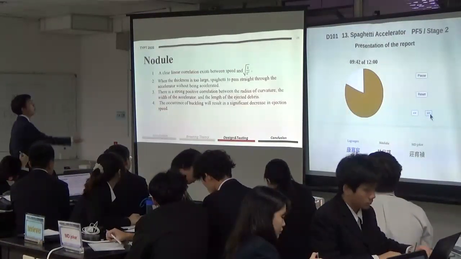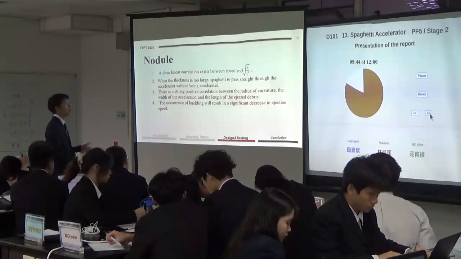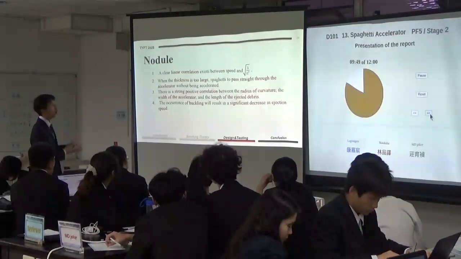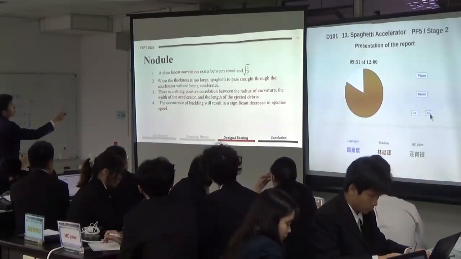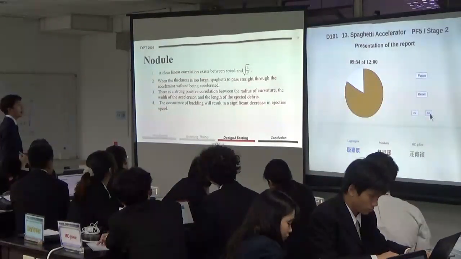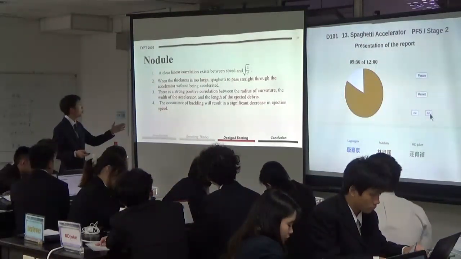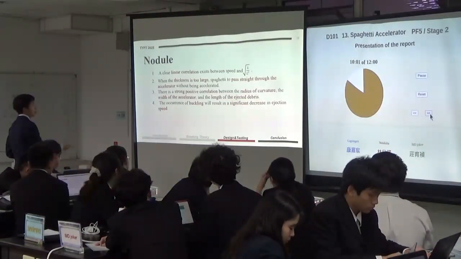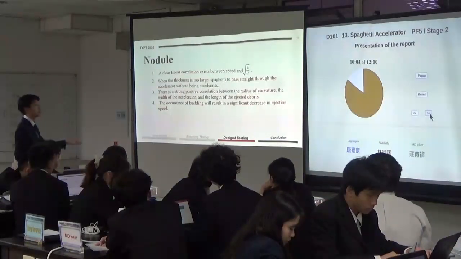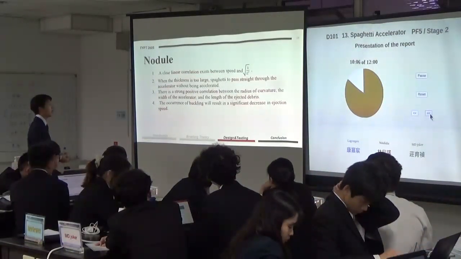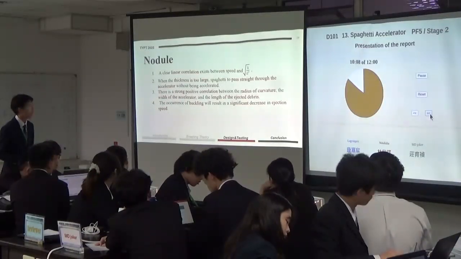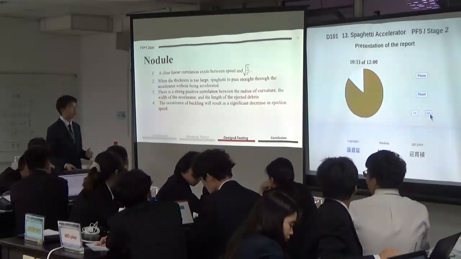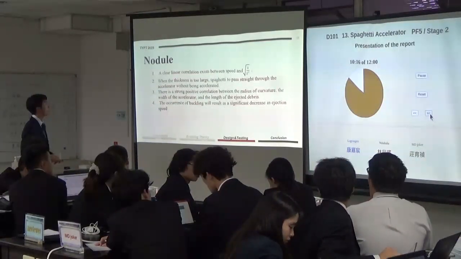And for the nodule, a clear linear correlation exists between the speed and the square root of 1 over L prom, where L prom has been mentioned earlier. And when the thickness is too large, spaghetti will directly pass straight through the accelerator without being accelerated or broken. And there is a strong positive correlation between the radius of curvature, the width of the accelerator, and the length of the ejected debris. And the occurrence of buckling will result in a significant decrease in ejection speed.